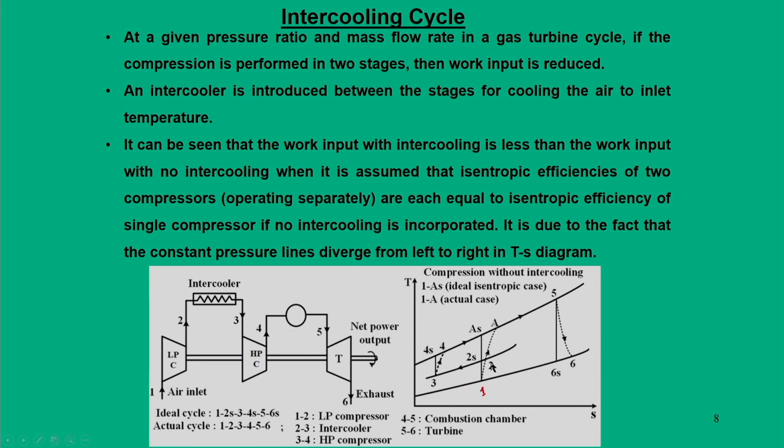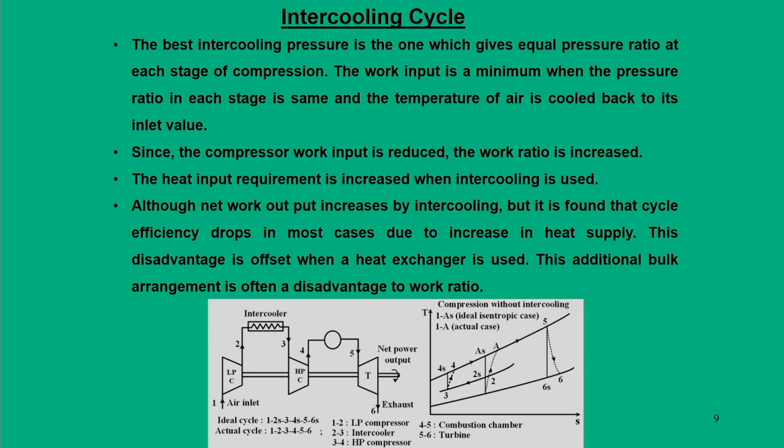So, it is like 1, 2, 3 and 4, and the process is isentropic, it would have been 1 to 2s in the first compressor and 3 to 4s in the second compressor, and finally, the circuit goes like this. So, this is how the T-S diagram explains the intercooling arrangement or circuit arrangement.